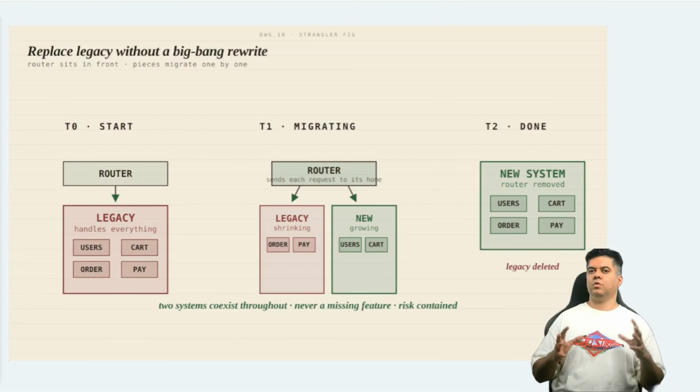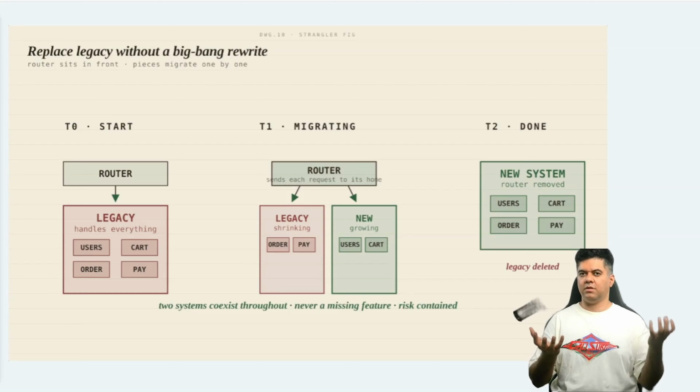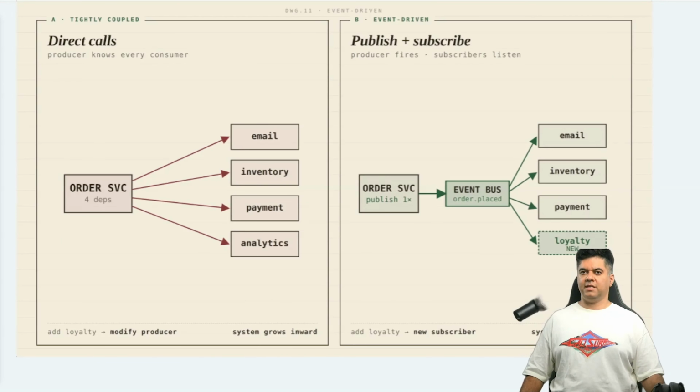The key insight here is that two systems can coexist, the legacy system and the modern system, and you slowly replace the legacy system with the modern system. One of the most powerful extensibility tools in modern architecture is event-driven design.